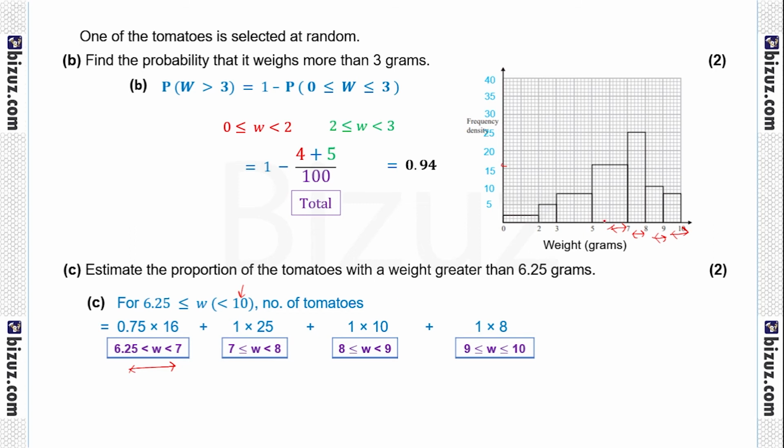Okay. That added with the frequency of the next bar from 7 to 8. So the width is 1, the height is 25. Next bar, the width is 1, the height is 10. Next bar, the width is 1, the height is 8. So like this, we are adding up all the frequencies to find the total frequency here, which is 55. Now, the proportion is going to be 55 divided by the total number of tomatoes, and that is 55 by 100, which equals 11 by 20.